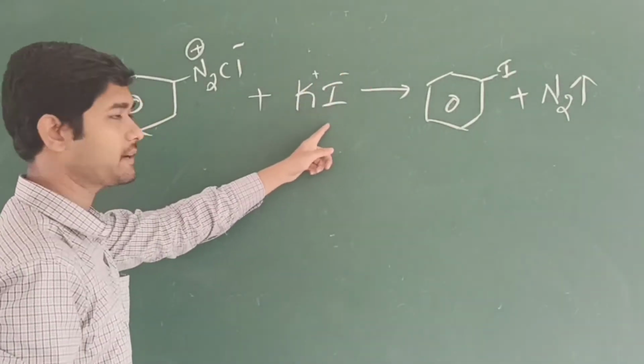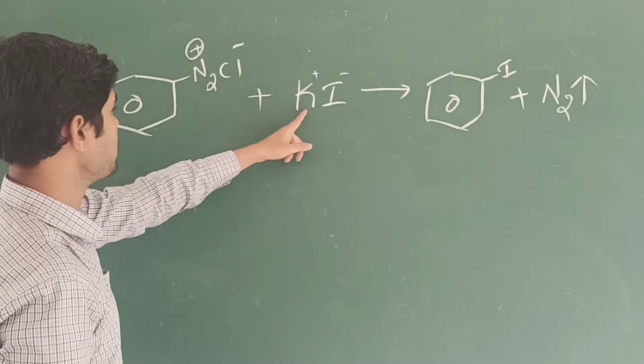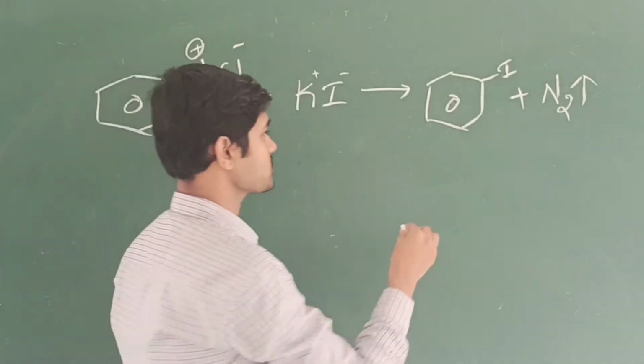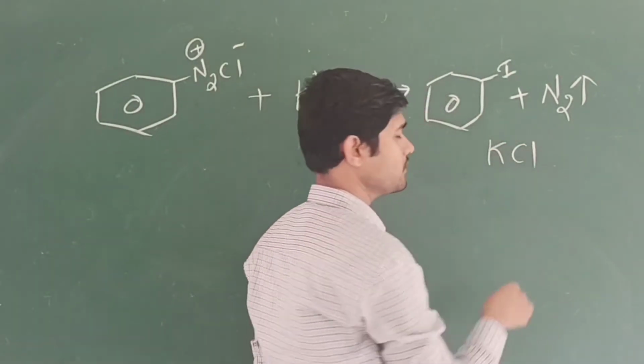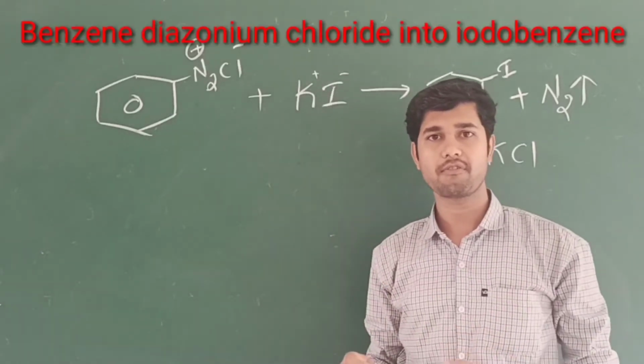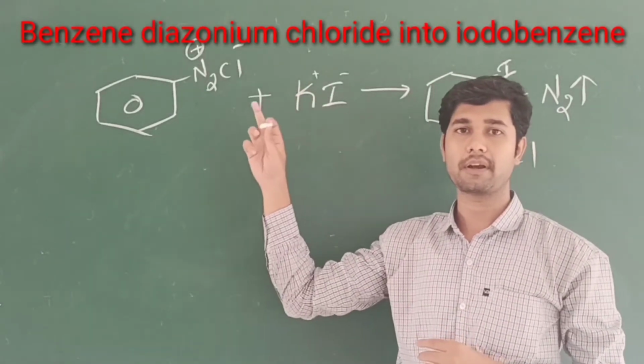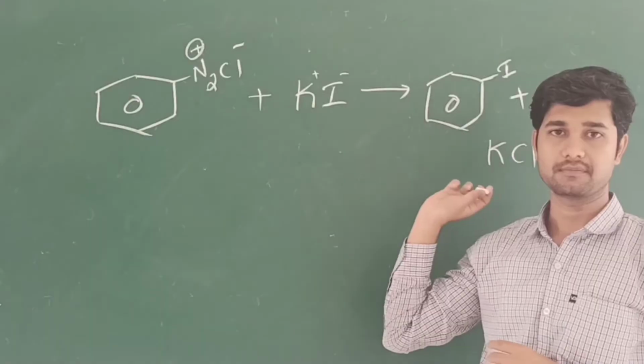This I minus will come and attack this position, and the K plus and Cl minus will form the salt called KCl. So this is the conversion of benzene diazonium chloride into iodobenzene.